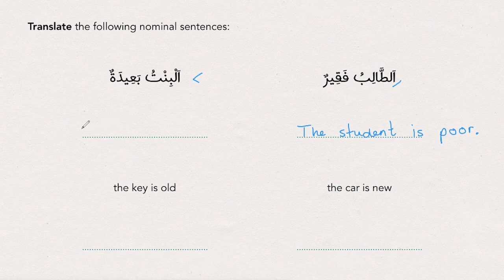Al-bintu ba'idatun, that means the girl. We had that in the slide before. And she is ba'ida, she is far. The girl is far away. You can see the girl is far, and yes, the girl is far away. This is something which is nice to start quite early on when you're doing Arabic translations, is just start smoothing it out in English. So it's not always going to be word for word.